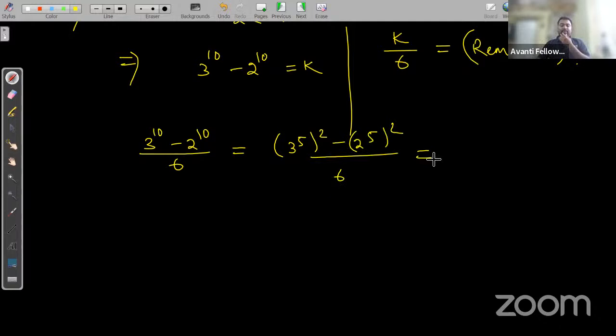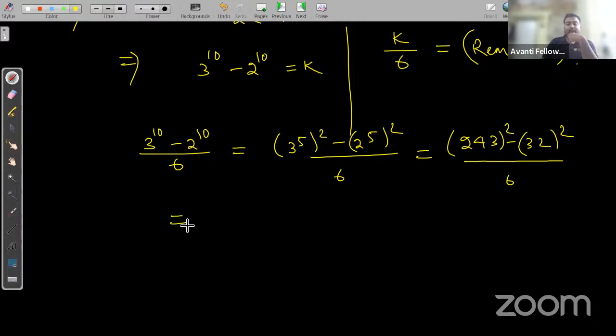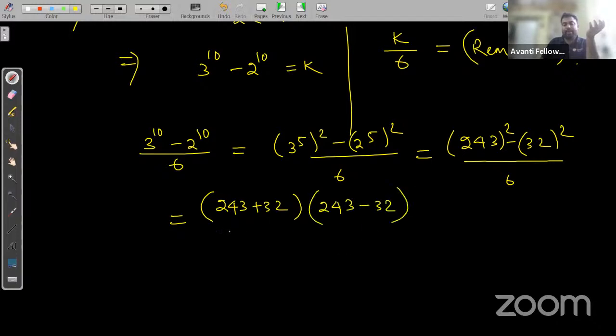Yes or no? So what is the value of 3 raised to 5? 3 times 3 is 9, times 3 is 27, times 3 is 81, times 3 is 243. Yes, 243 minus 32, so 243 square minus 32 square divided by 6. Now by using the algebraic identity we can easily find it: 243 plus 32 into 243 minus 32 divided by 6.